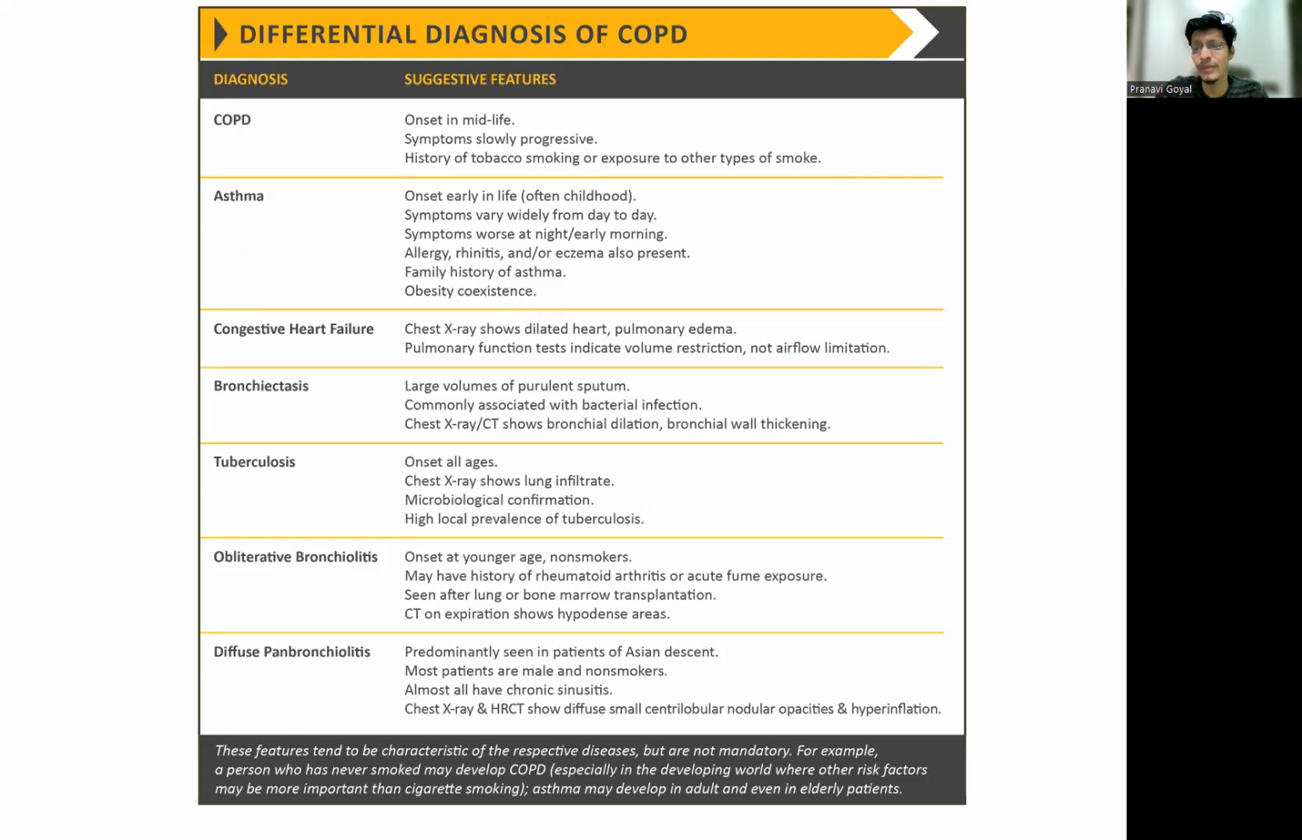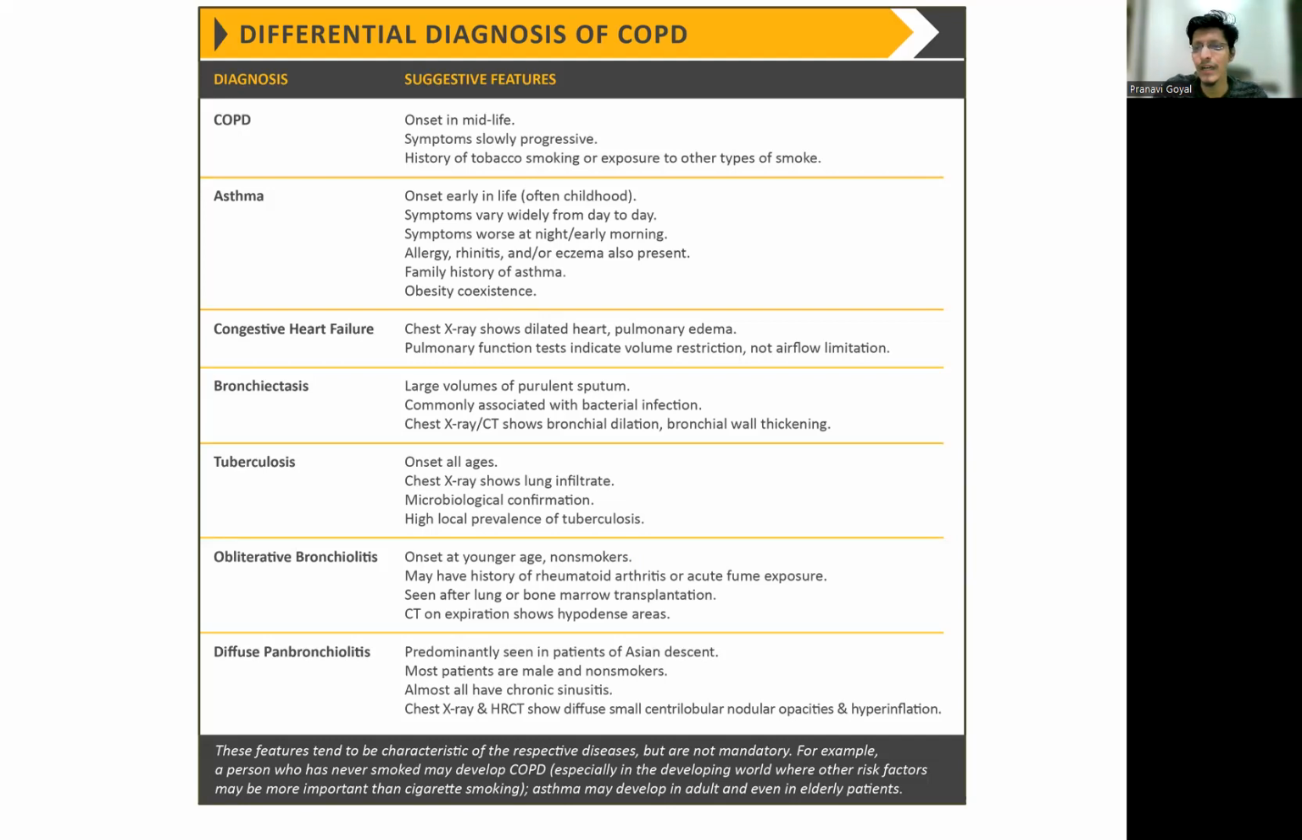In COPD, it will occur in midlife, around 40 years of age, slowly progressive, with a history of tobacco smoking or a family history suggestive of COPD. Then in asthma, this will occur early in age. There will be a history of atopy, eczema, and family history. It will worsen at night or early morning.